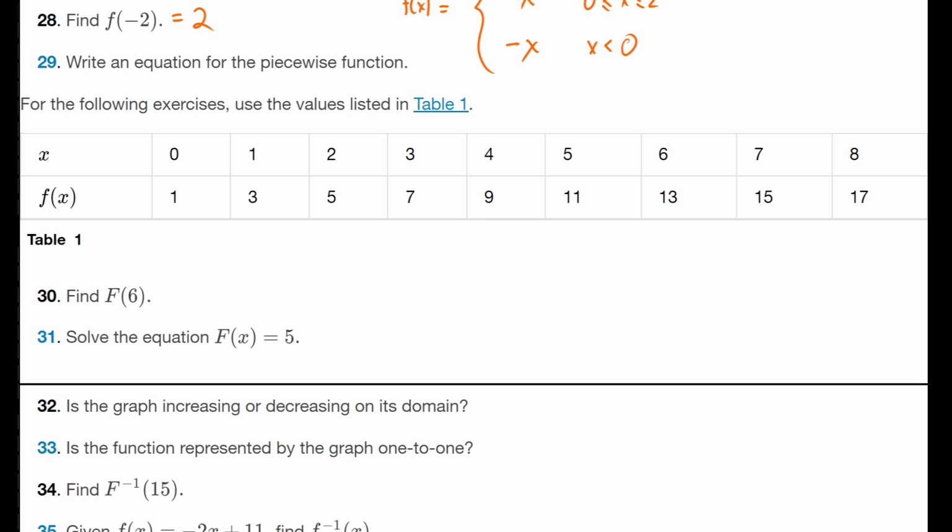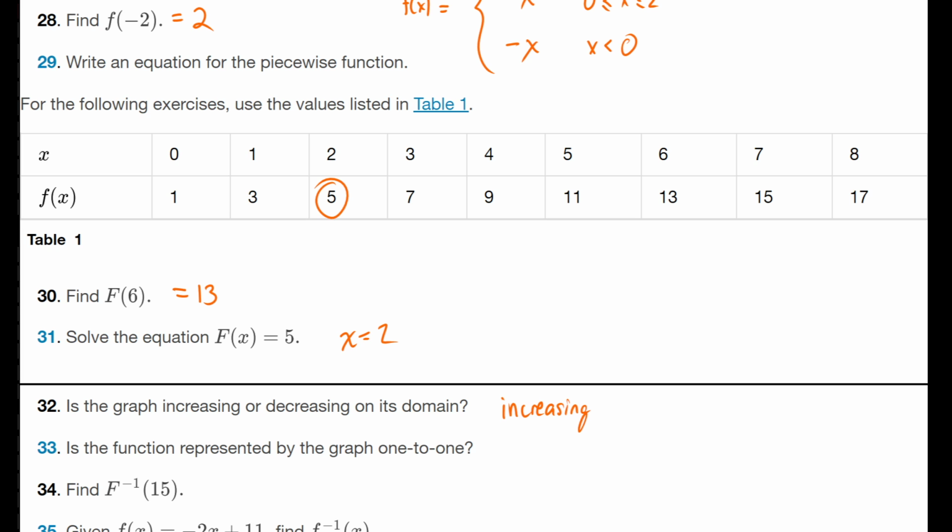For the following exercises, use the values listed in table 1. So we want to find f of 6. Well, this is just going to be 13. We're just taking a look at this number here and giving us f of 13. Solve the equation f of x is equal to 5. So we're looking for the output where f of x is equal to 5. So this is just going to be x is equal to 2. Is the graph increasing or decreasing on its domain? Well, the x values are getting larger and f of x is getting larger. So this is going to be increasing.